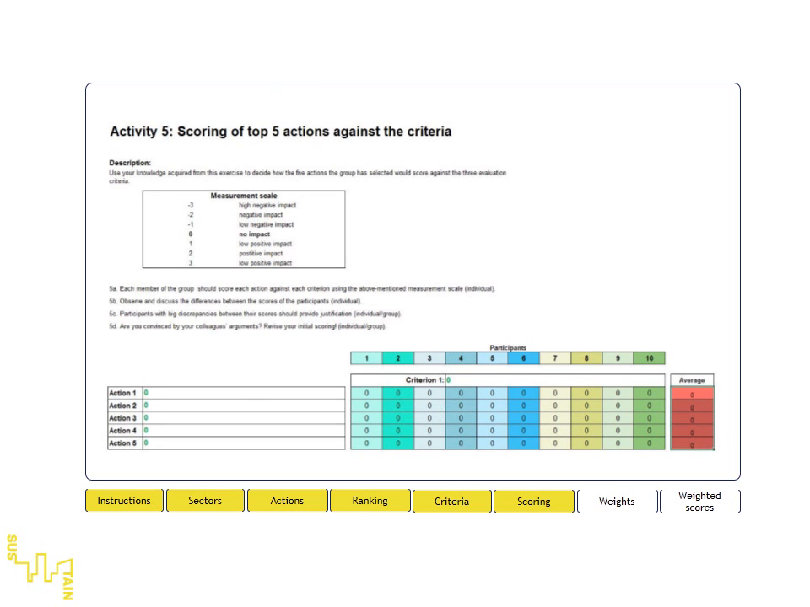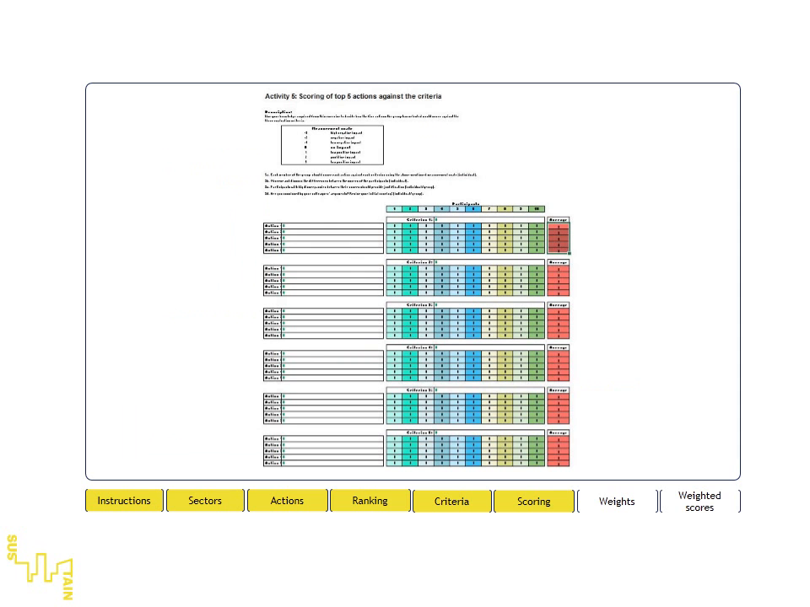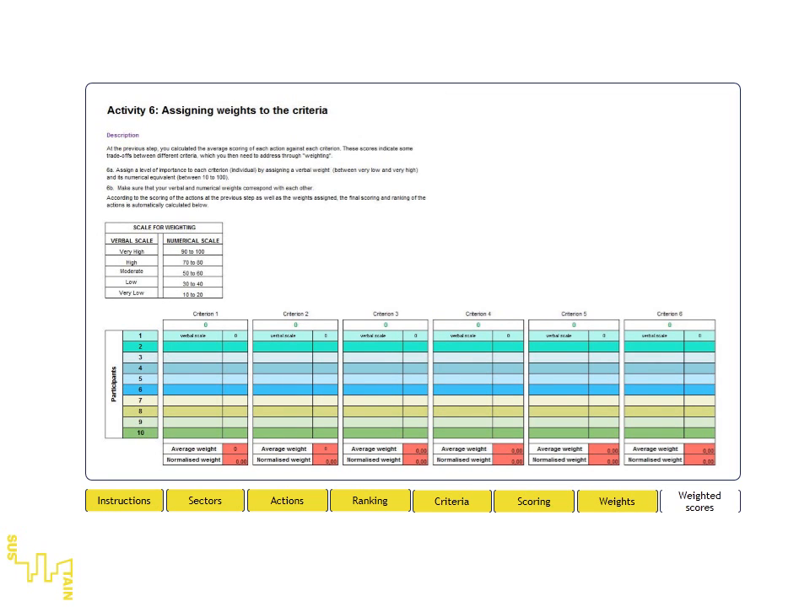Score each action against each criterion by providing a value based on the measurement scale provided. This should be done by each individual participant. Observe whether there are differences between the scores. Are there big differences observed? Discuss with your group members or revise your initial ranking if necessary. Keep in mind that each individual participant has to score each of the top 5 actions against each of the 6 criteria. For Activity 6, we assign weights to each of the 6 criterion.